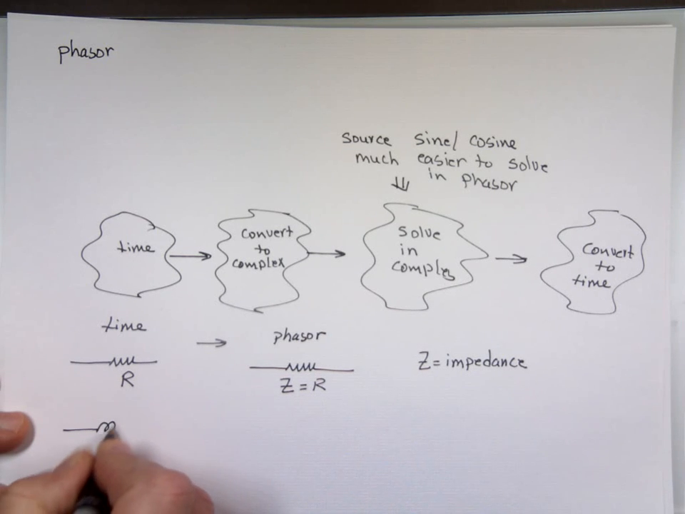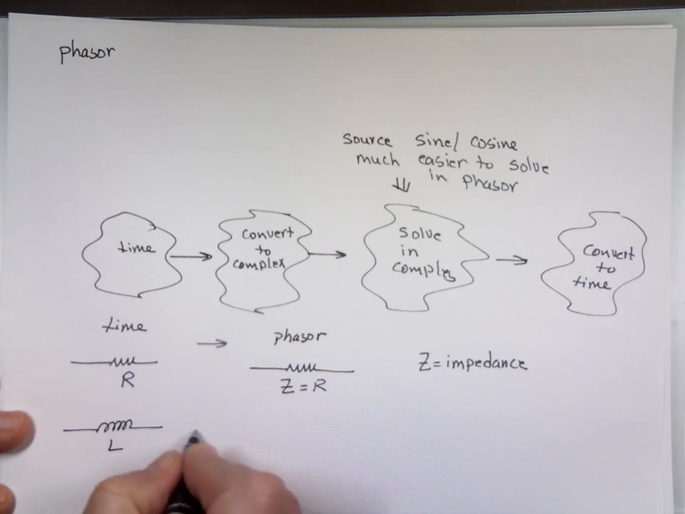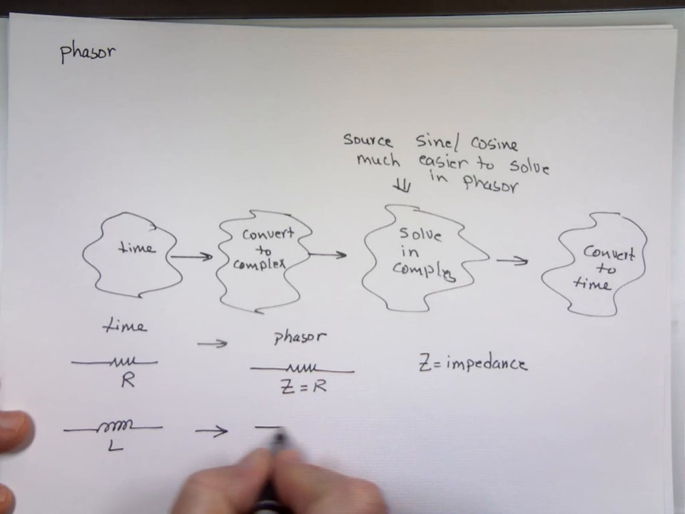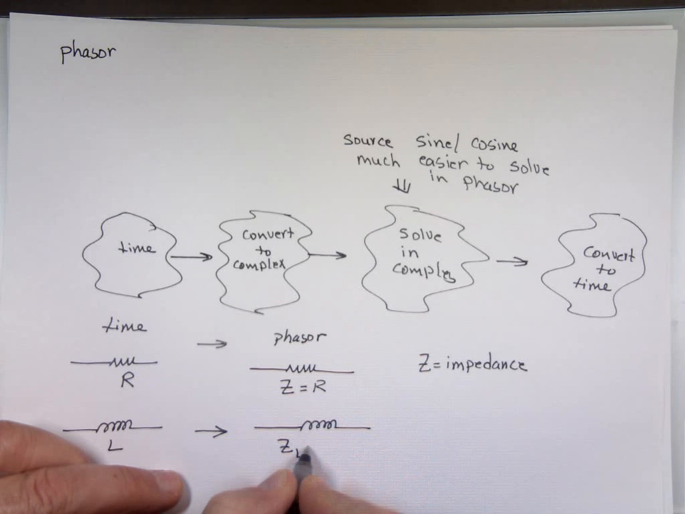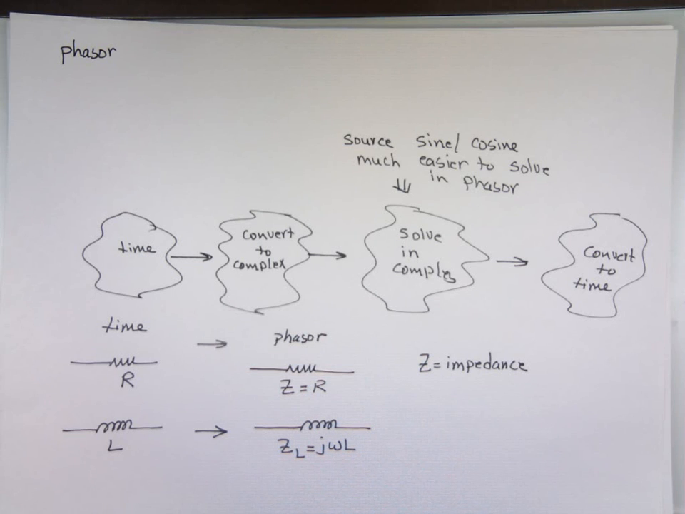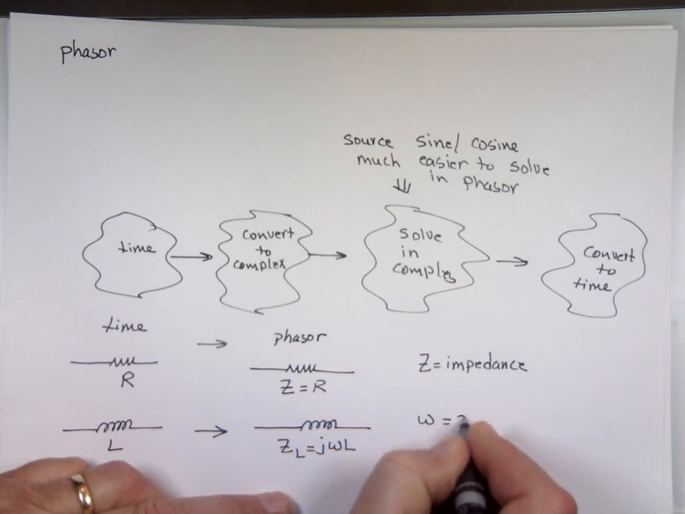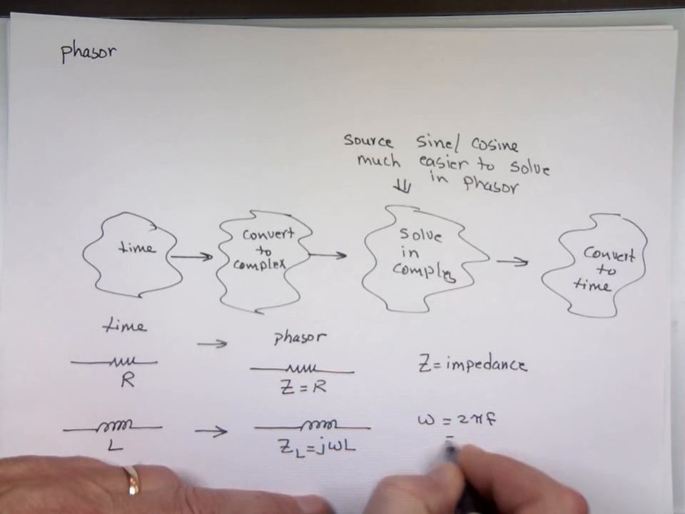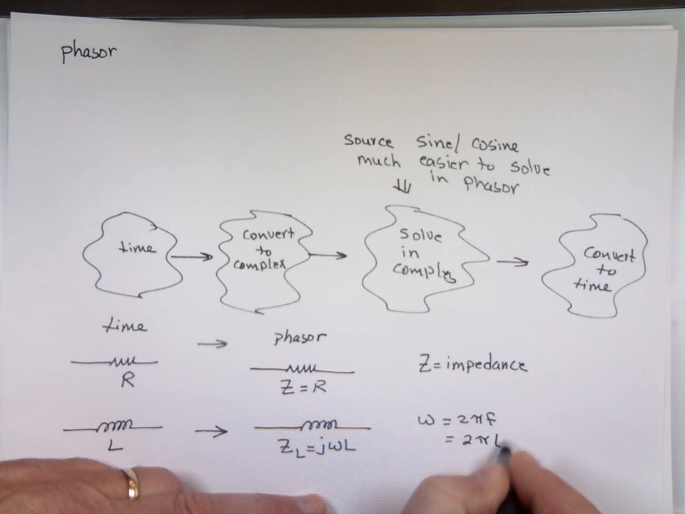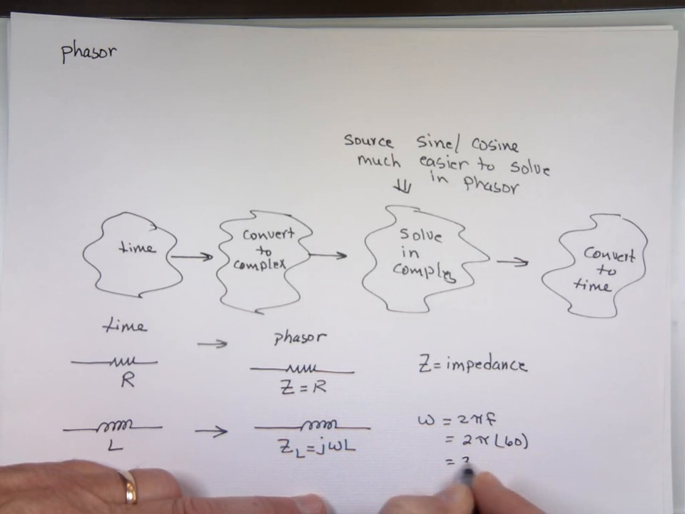When you have an inductor with the value of L in time domain, when you switch it to phasor, that has a value called ZL equals j omega L. Omega is the frequency. What's omega? Omega equals 2 pi f. In the USA, we use a frequency of 60 hertz, right? So if you do the math, it's 2 pi times 60, and you end up with 377.